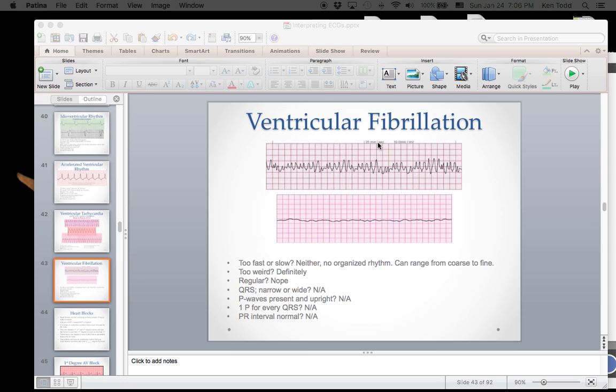This is not a rhythm that's compatible with life. You will not sustain this for any length of time. People usually go almost immediately unconscious because they stop flowing blood to their brain.